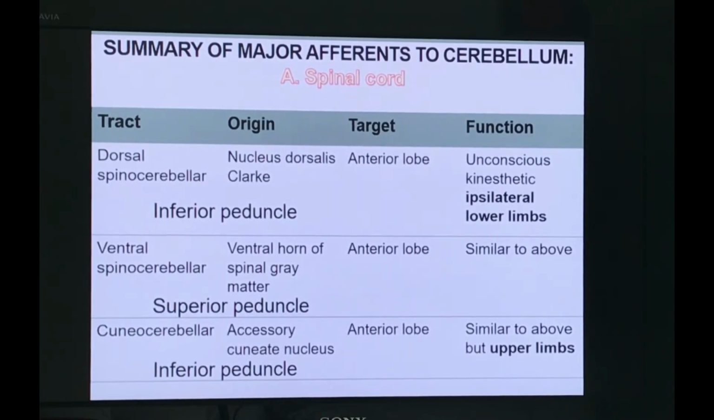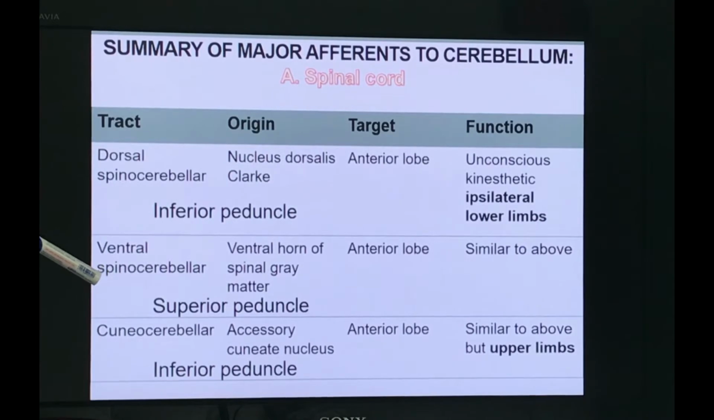All these spinocerebellar tracts, mainly the ventral and dorsal, take their origin from the nucleus dorsalis, that is Clarke's column in the spinal cord. The target is the anterior lobe, mainly helping in maintaining tone, so that they receive the information of the position of the joint. The unconscious kinesthetic information from the ipsilateral lower limb comes through the dorsal spinocerebellar tract.